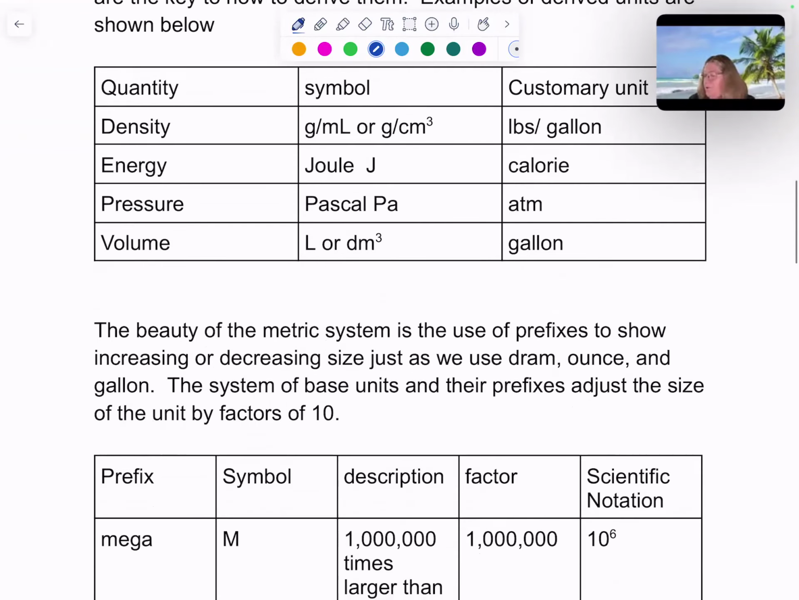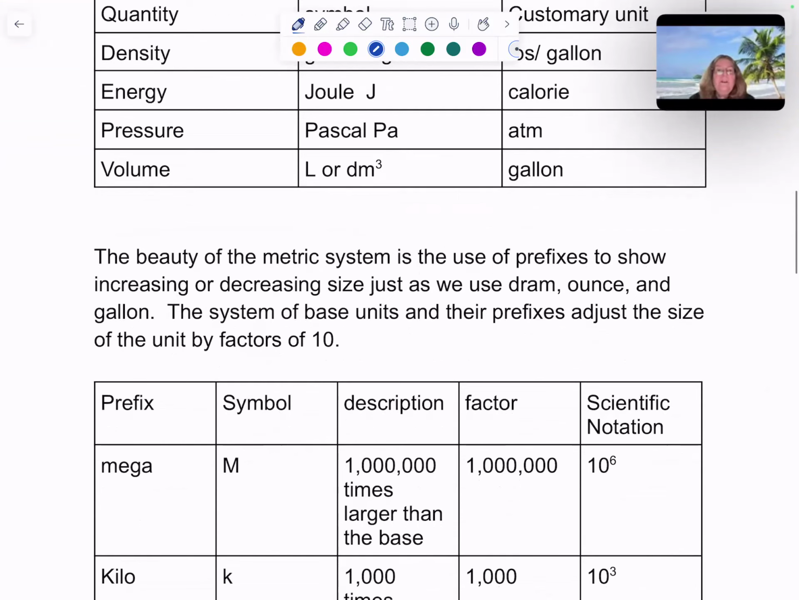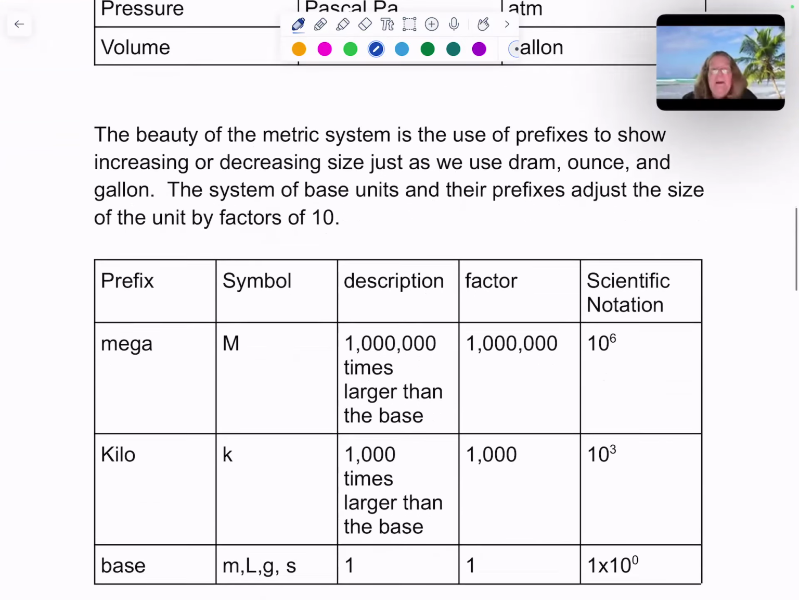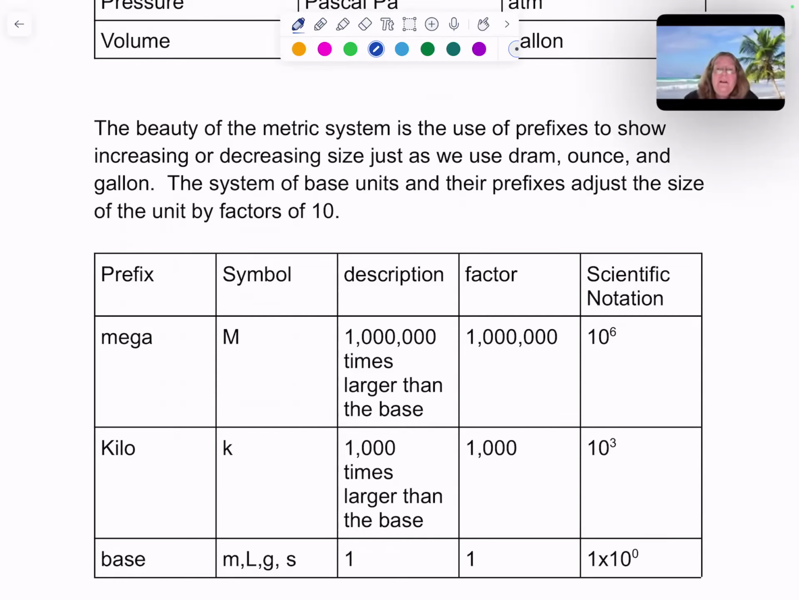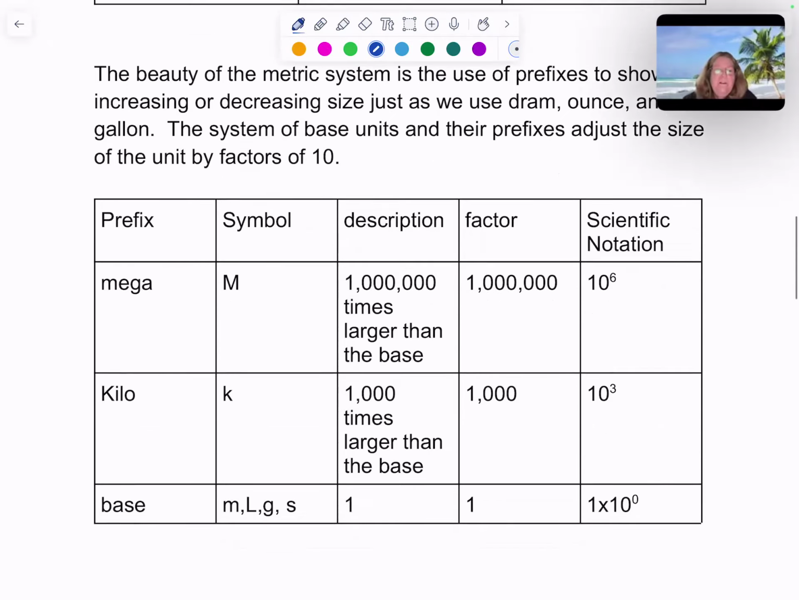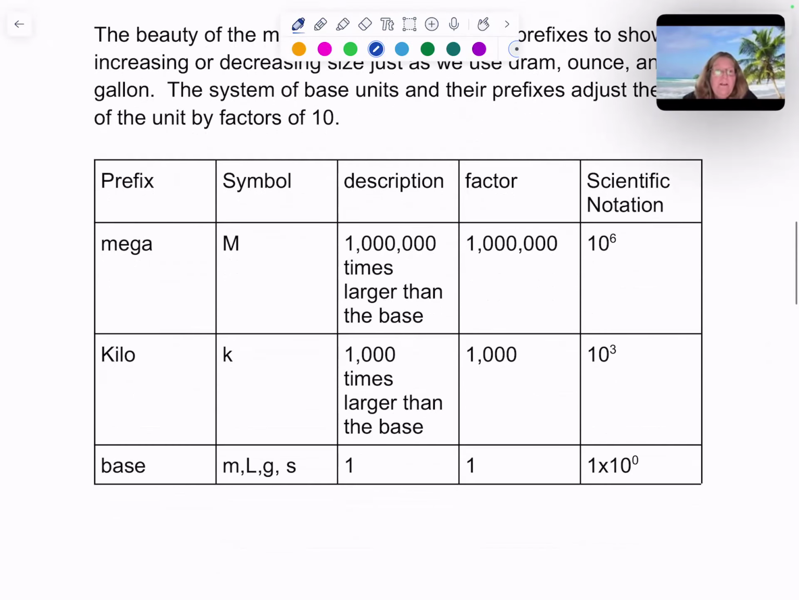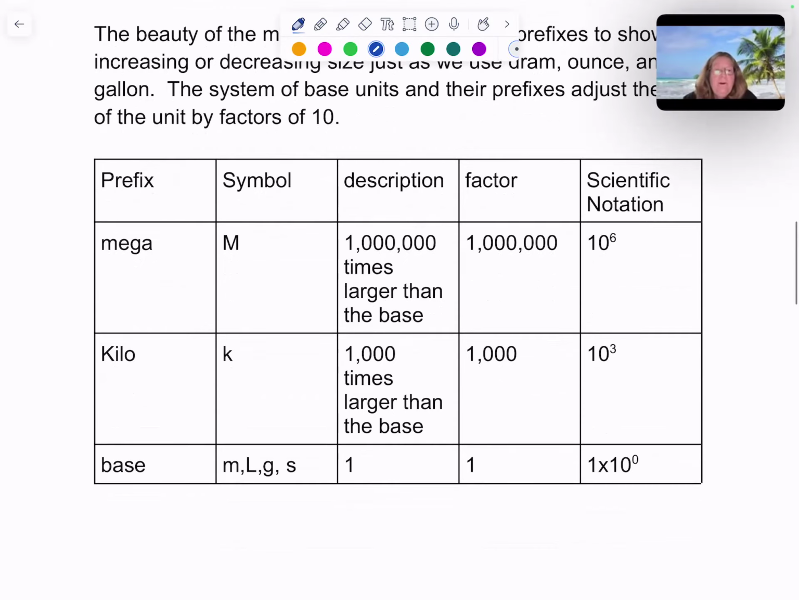The beauty of the metric system is the use of prefixes to show increasing or decreasing size. Just as we'll use dram, ounce, and gallon to show increasing volumes, the metric system uses a system of base units, that would be the meter, liter, gram, and prefixes to adjust their size by factors of 10. You'll have things like mega, which is 1,000,000 times larger than the base, kilo, which is 1,000 times larger than the base, and our base is just 1 meter, 1 liter, 1 gram, 1 second.